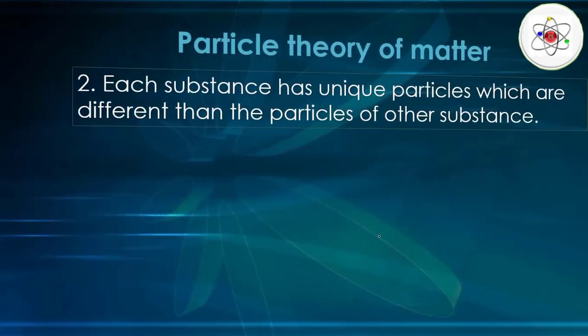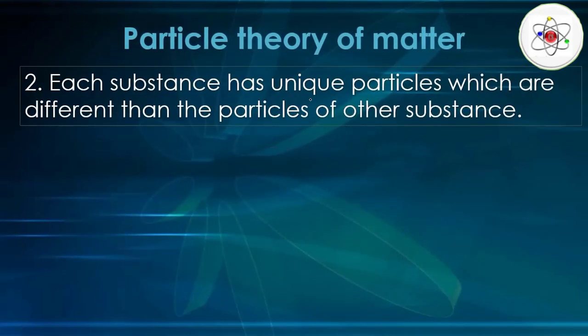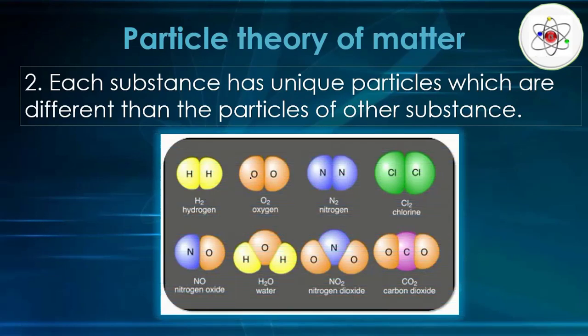The second postulate is that each substance has unique particles which are different from the particles of other substances. Have a look at the diagram. You can easily distinguish the particles of different substances. Here 2 atoms of hydrogen are bonded together to form a hydrogen molecule, and this is the molecule of oxygen gas, and this is the molecule of water, right? And this is the molecule of carbon dioxide, in which carbon is bonded to 2 individual oxygens. So you can easily identify that each substance has its own unique particles, right?